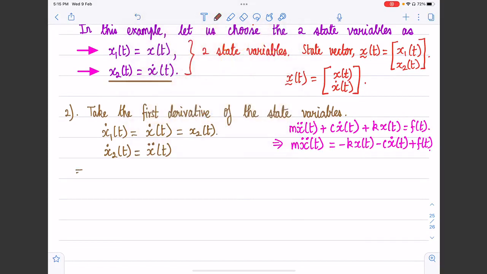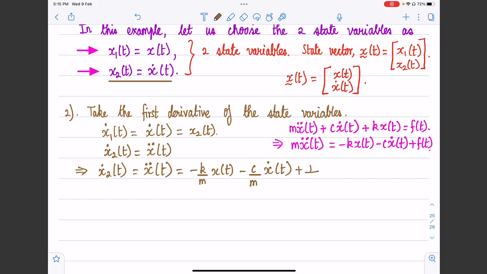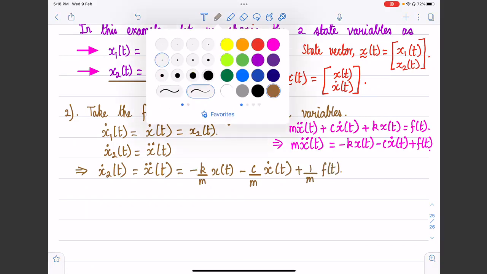Now I come back to this equation. So I get x2 dot to be equal to x double dot, and that's going to be equal to minus k by m x of t minus c by m x dot of t plus 1 by m f of t. Okay, so that's what I got.